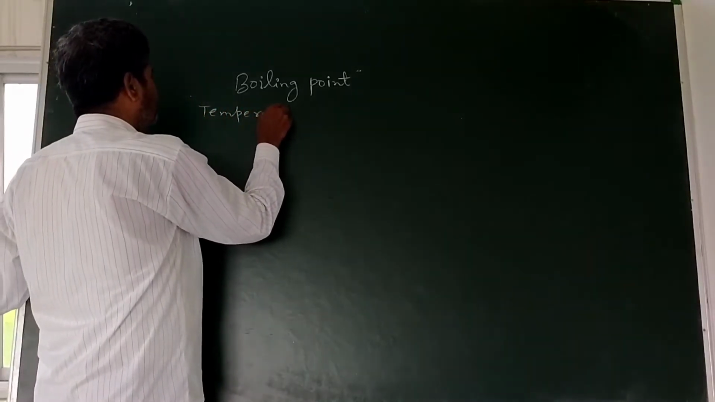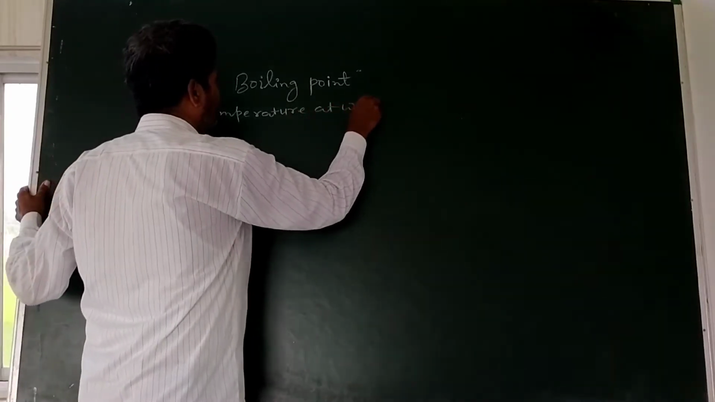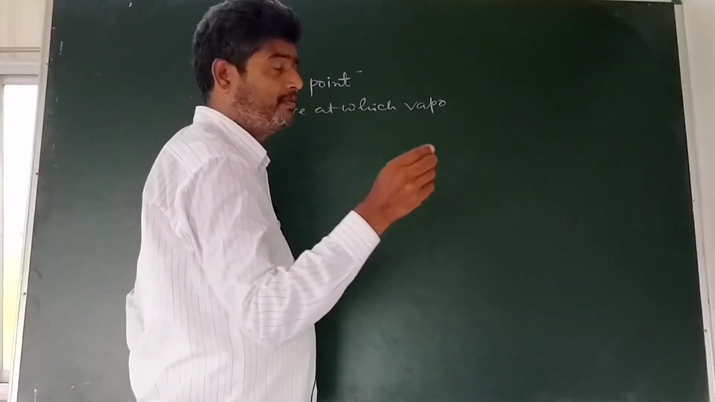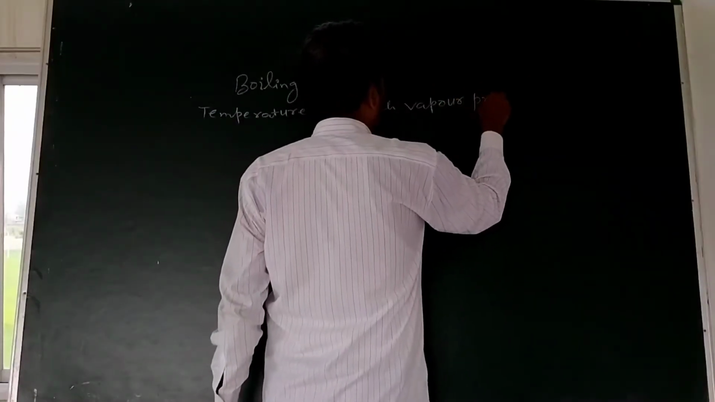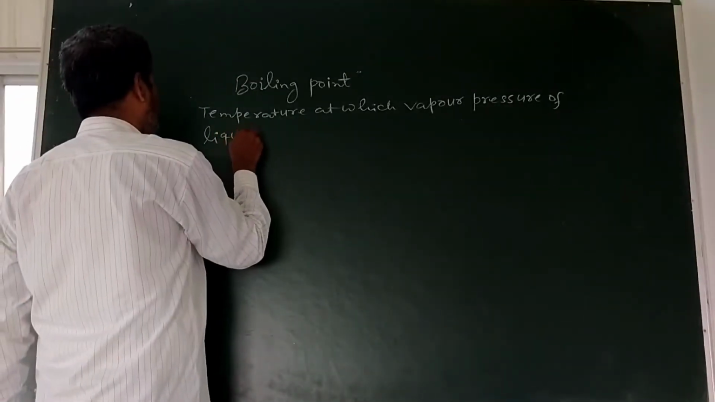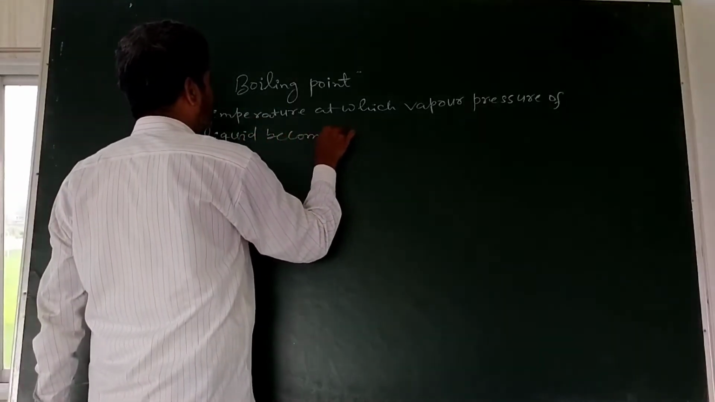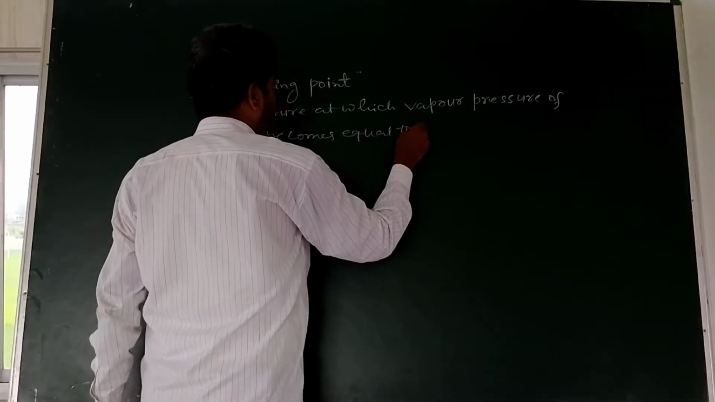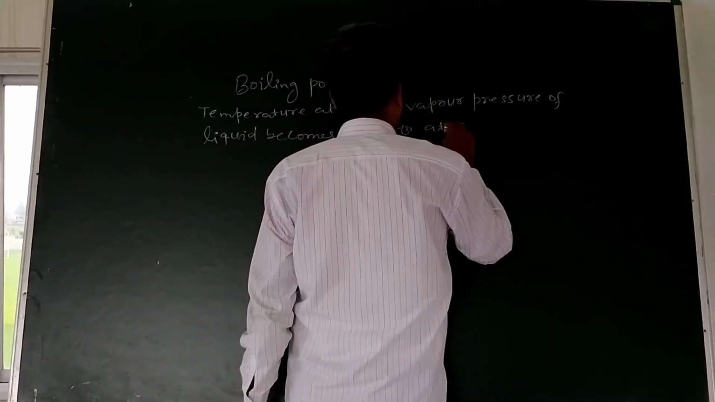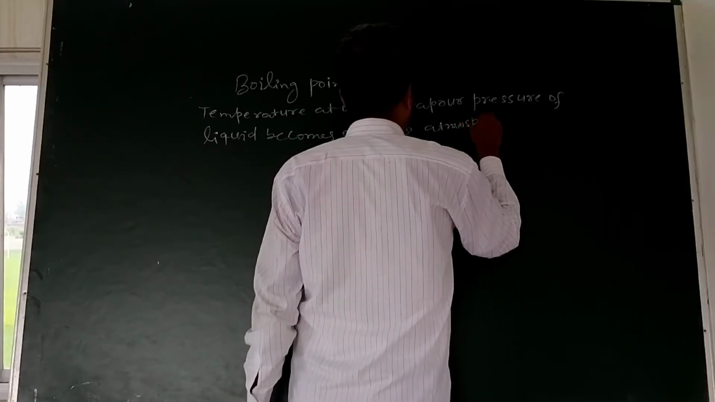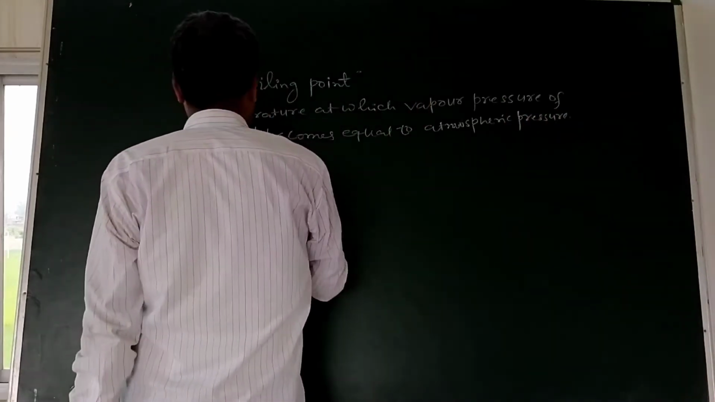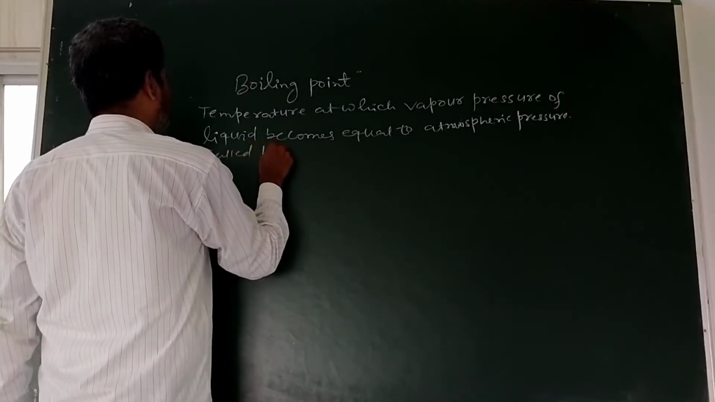The temperature at which the vapor pressure of a liquid becomes equal to the atmospheric pressure is called the boiling point.